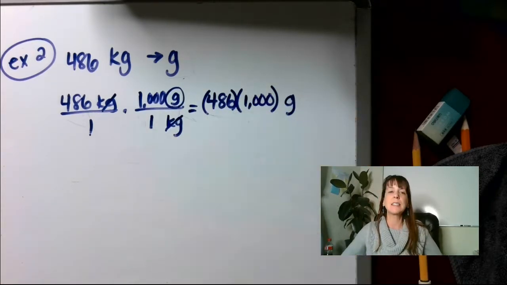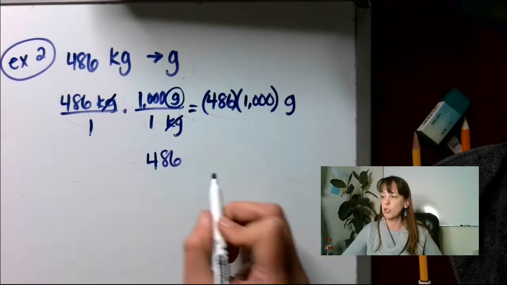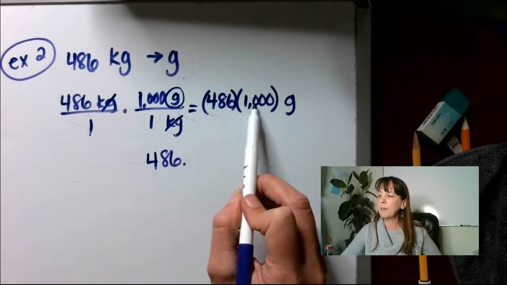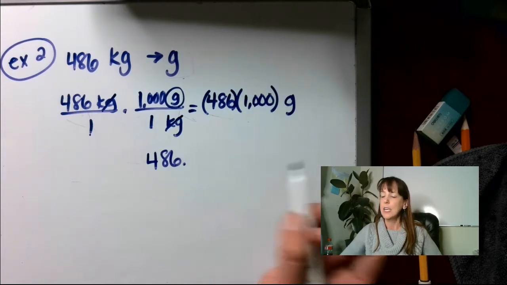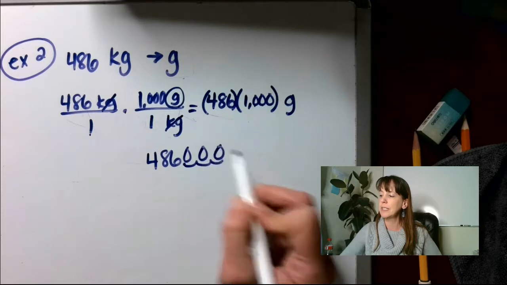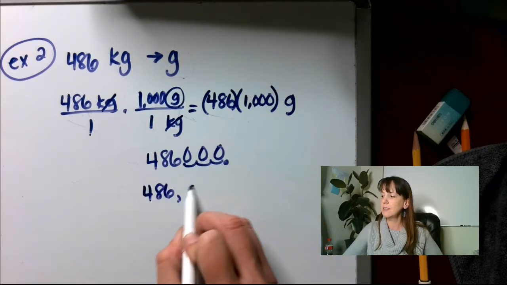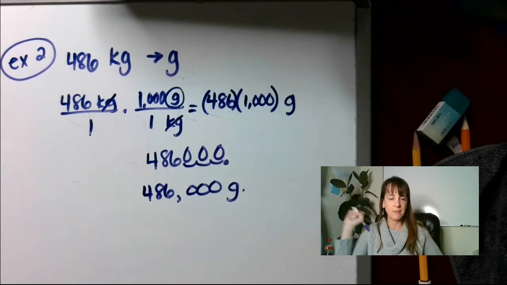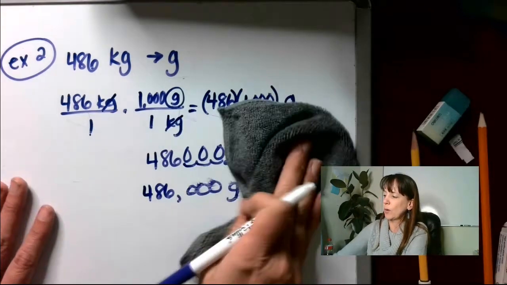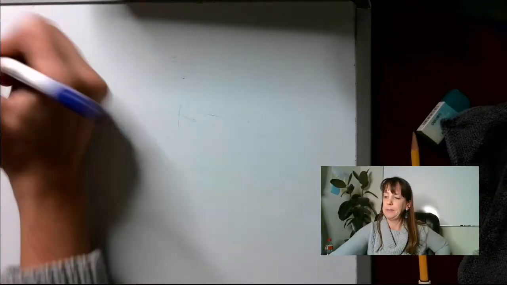When I multiply things, I'm making them larger. So what I have is 486, and if there's no decimal shown, it's at the end. I'm multiplying it by 1, 2, 3 zeros. So I have to move this over 1, 2, 3 spots, room for 3 zeros. So what I have is 486,000 grams. 486,000 grams are in 486 kilograms. That's a lot.